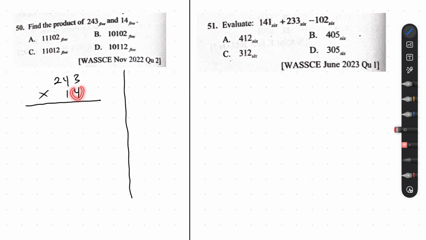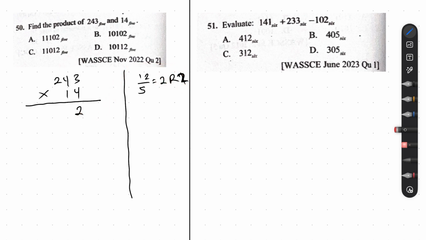We have 4 times 3, which is 12. 12 in base 5 is 2 remainder 2. That is 12 in base 5. So we write our remainder as the answer here. Then we keep our dividend, which is also 2. This is our dividend and this is our remainder. So our remainder comes here and we keep our dividend to add to the next result.